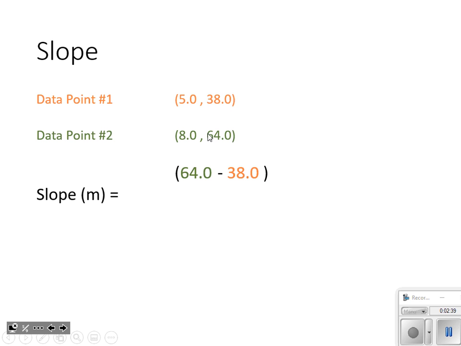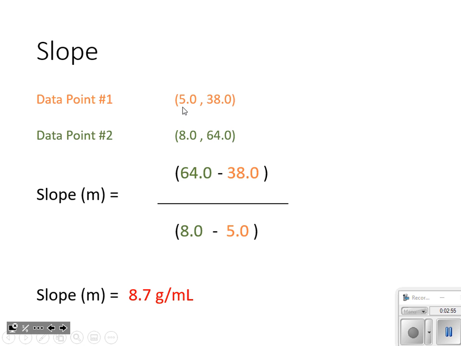Okay. My x2 is 8.0. My x1 is 5.0. So when I divide by those values, I should have that in the tenths place also. So when I did my math and had the sig figs to two significant digits, I came up with a value of 8.7 grams per milliliter. Any questions how I figured out my slope? All right, good.